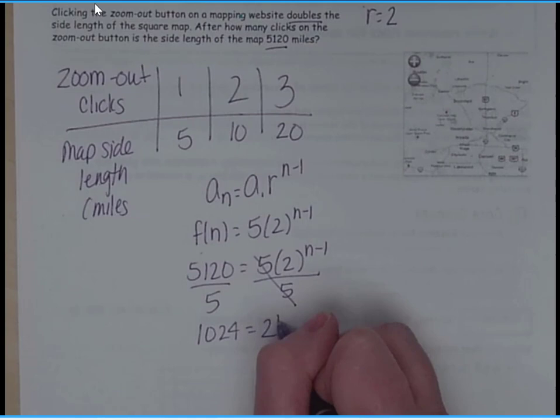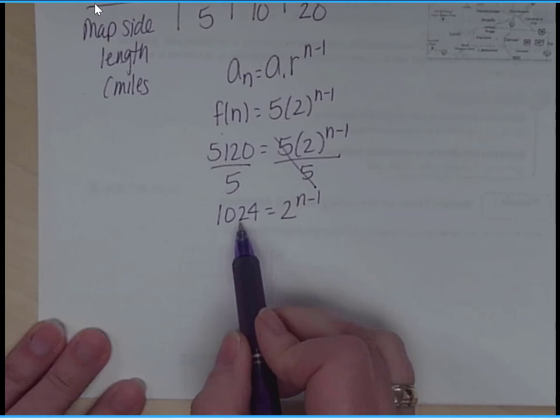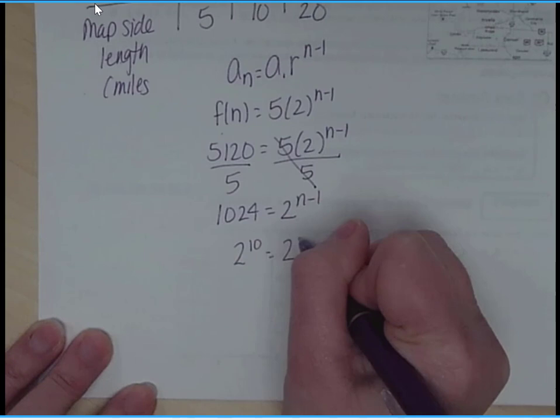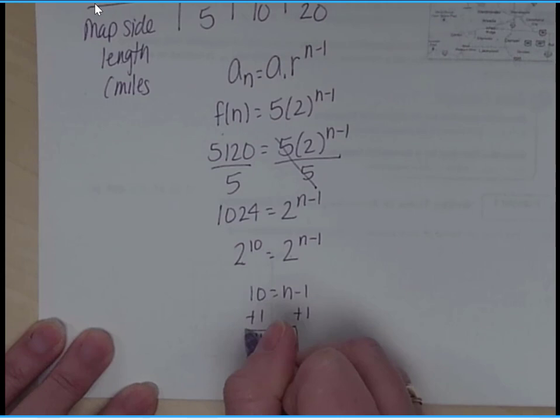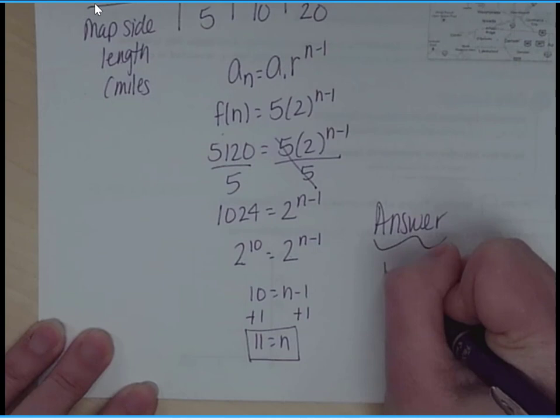Now, in order to solve for n, I need a common base, and 1,024 is the same as 2 to the 10th. So now that I have common bases, I know my exponents have to be equal, the same value. Solve for n, n equals 11, so that means my final answer here is it takes 11 clicks. Nice job, everybody.